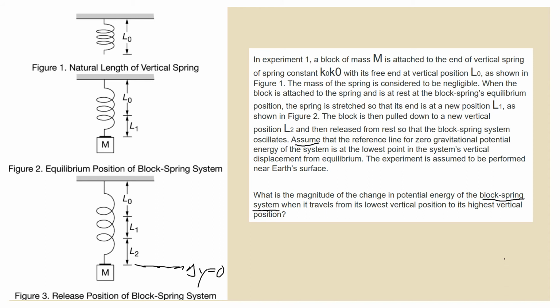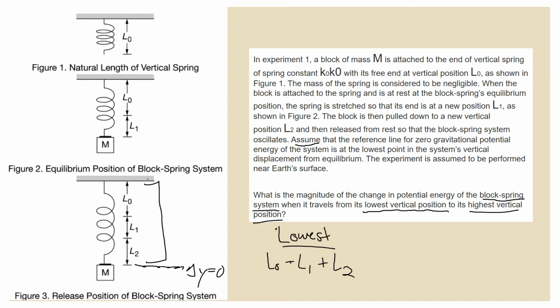So now we have to really consider their phrasing here, the lowest vertical position to the highest vertical position. Now, this is the part of the question that I think is totally confusing, and you really have to think your way through it. It's important to realize, as we said, this oscillation is symmetrical. So the low point here, I think from the diagram, is pretty obvious. It's going to be L naught plus L1 plus L2, right? It's just going to be whatever this whole distance is.